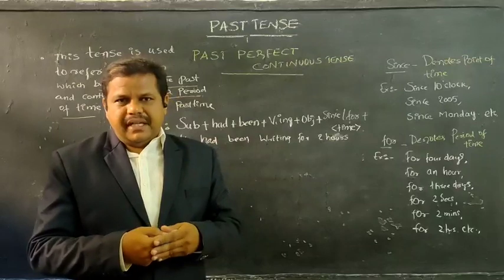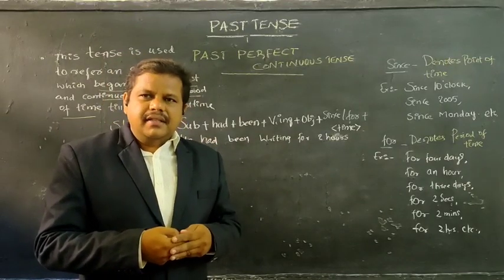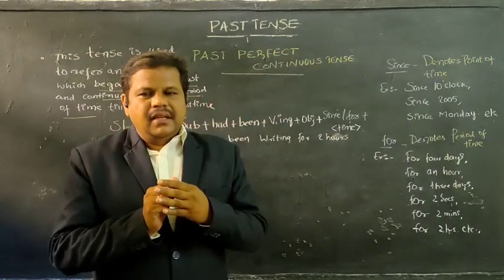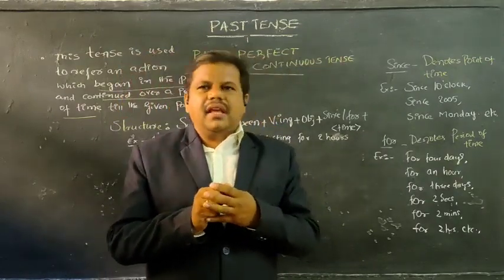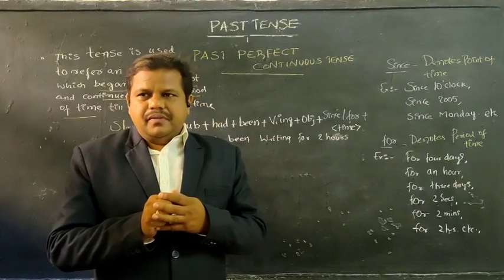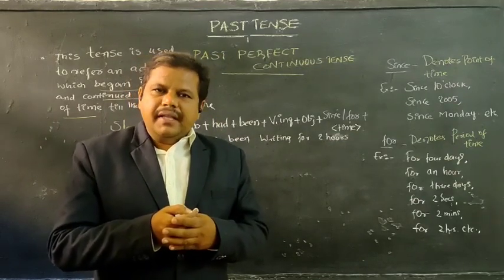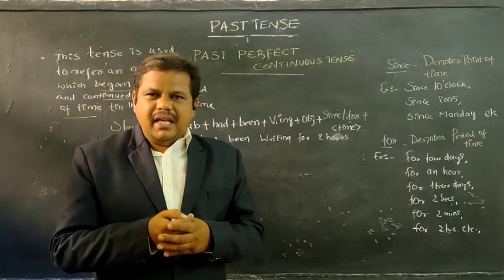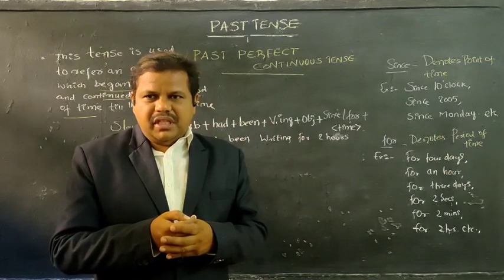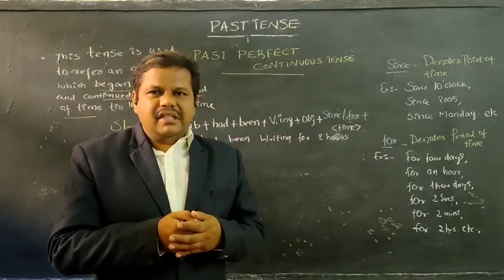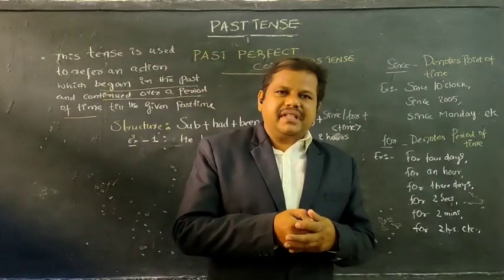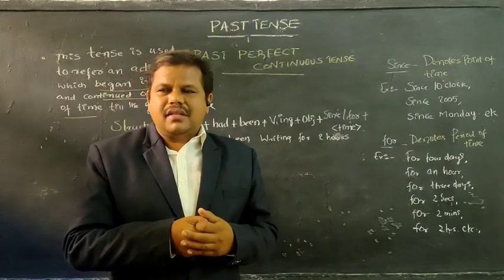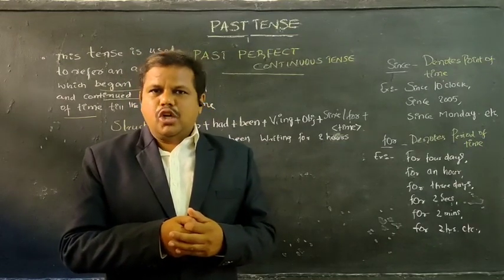This is an important point. Before going to that, in the last class, I explained all the past tenses. The structure of simple past tense is subject plus V2 plus object. In the case of past continuous tense, we used subject plus was or were plus V1 ing form plus object. In the past perfect tense, the structure is subject plus had plus V3 plus object.